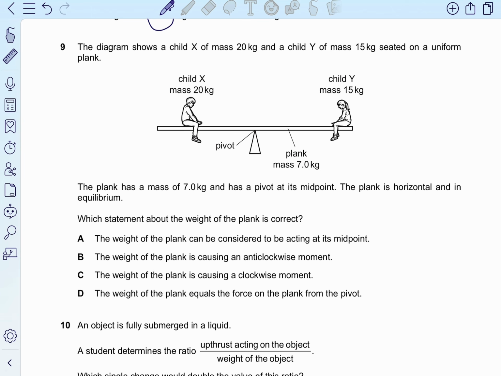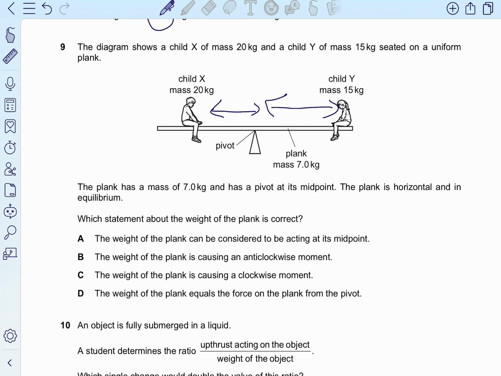So the child that is 15 kg is sitting a bit farther from the pivot than the child of 20 kg. That means we can say the moment would be the same. So basically the moment provided by the child of 20 kg, since the distance is small, 20 times this distance should be equal to 15 times this distance, which is a rather large distance. So that means that for both, the moment is the same.